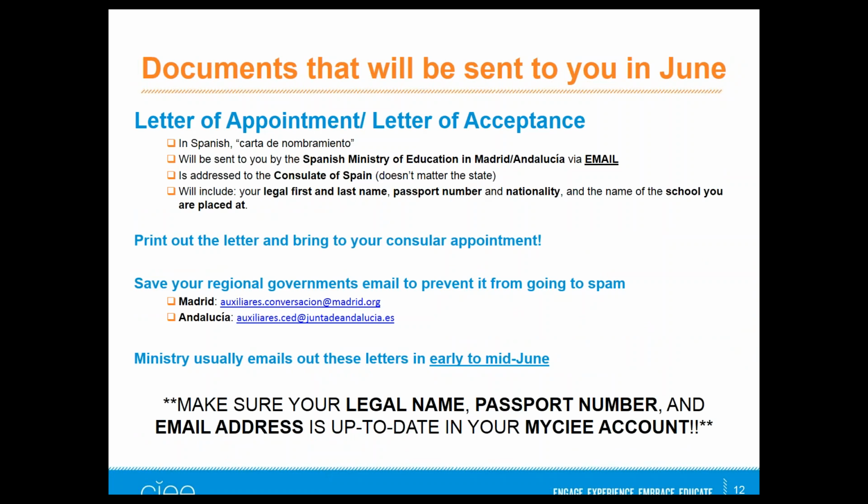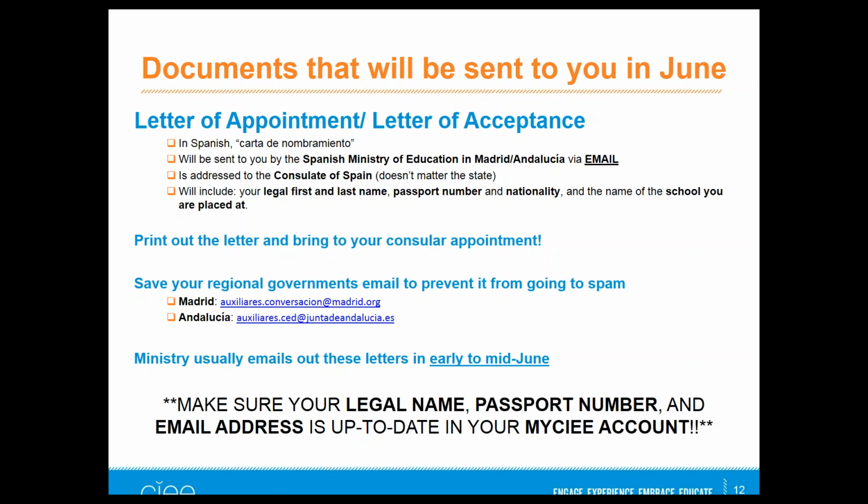The next document is going to be your letter of appointment. As I mentioned, in Spanish it's called the Carta de Nombramiento. This is going to be sent to you electronically by email, directly from the Ministry of Education in Madrid or Andalusia, just depending on which region you're placed in. The letter is going to be addressed to the Consulate of Spain, so it's not going to matter which consulate you are applying to. This electronic letter needs to be printed out for your visa appointment. It's going to state who you are, your passport number, and what school you were placed at.